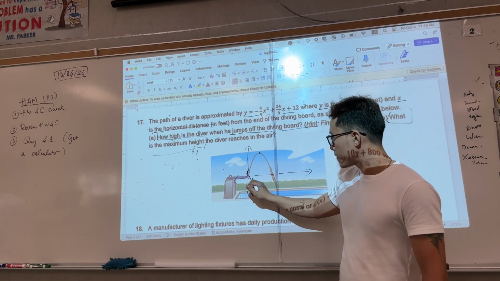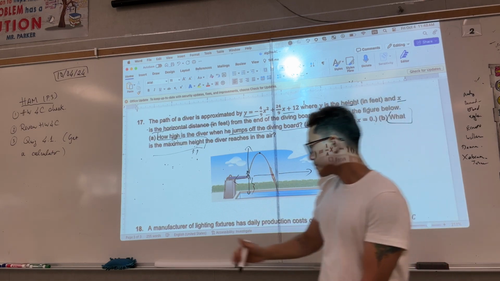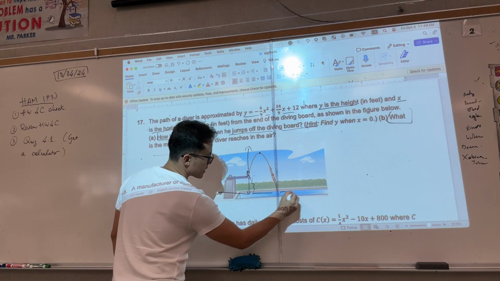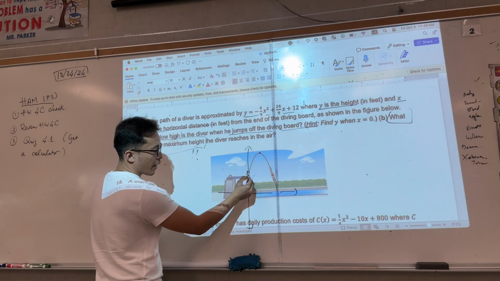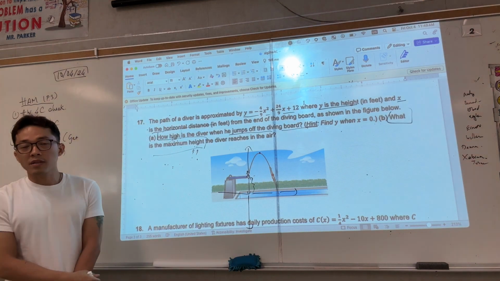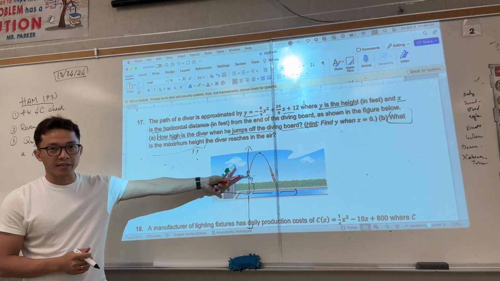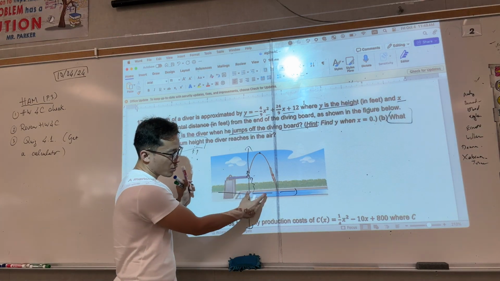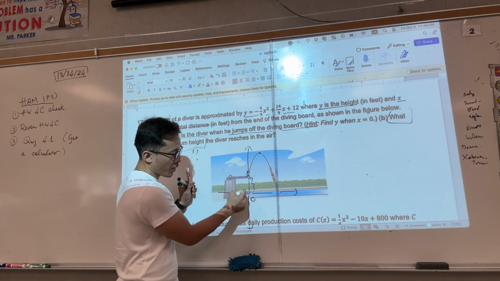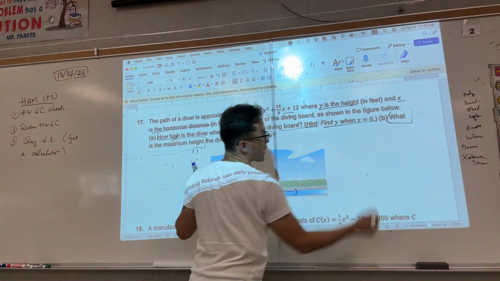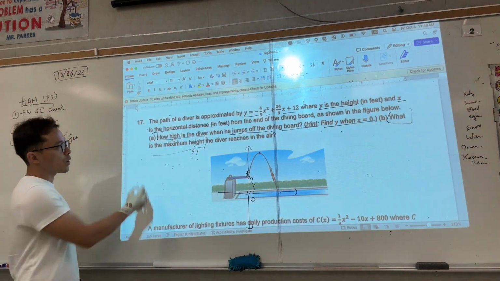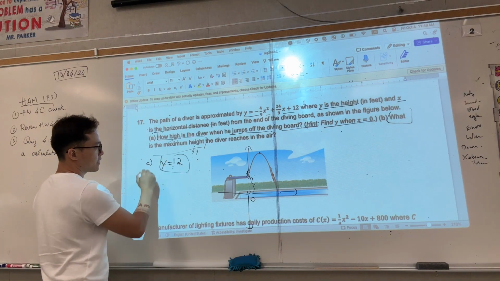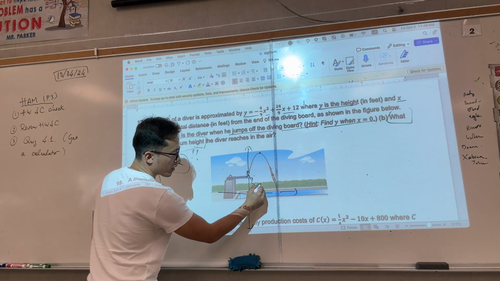So they're asking for this one. The x is right here. How do you find this? Plug in 0. What is the horizontal distance when he is at that point? 0, right? He's right here. That means the horizontal distance is 0. So that's why we gave you the hint as well. When x equals 0, plug in x equals 0. What do you get? You don't even need a calculator. y equals 12. That's it. That means this is 12.